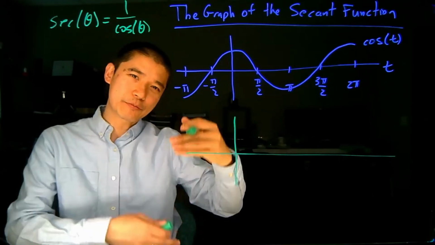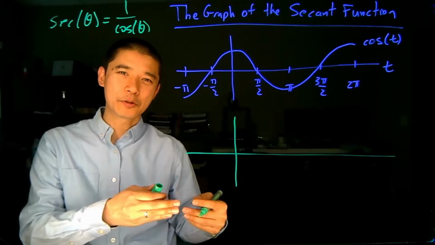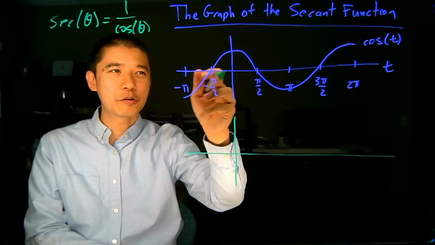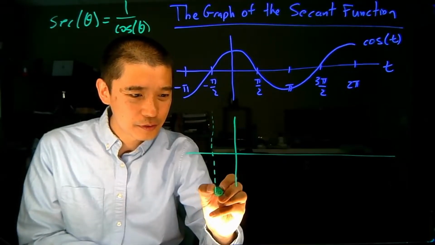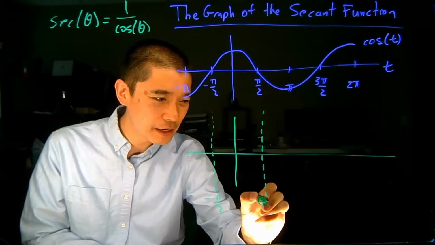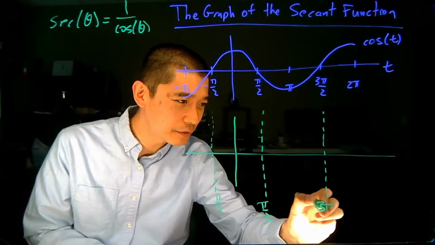So remember, when we take the reciprocal of a function, the zeros become vertical asymptotes and the vertical asymptotes become zeros. Now in this case there are no vertical asymptotes up here, so we only need to focus on the zeros becoming vertical asymptotes. So we got one at negative pi over 2, we got one at pi over 2, and we got one at 3 pi over 2.